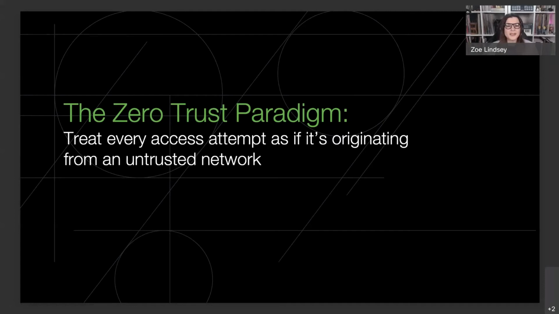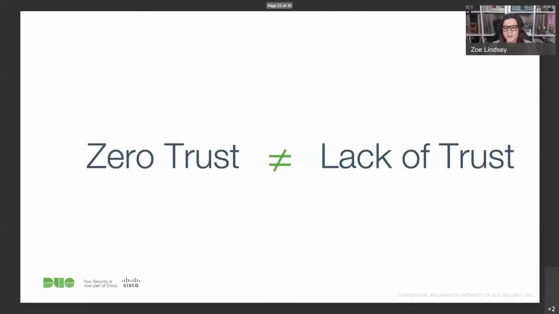Now, when we talk about zero trust, I think one of the things that often happens is that we think of trust as, do we trust our users? But really, in the context of access, we're thinking about zero trust. We're treating every access attempt as if it is originating from an untrusted network. So we are solving for the least secure potential access scenario, somebody coming in from outside of our perimeterized network and not subject to those policies or controls implemented by our firewall and other perimeterized security tools.